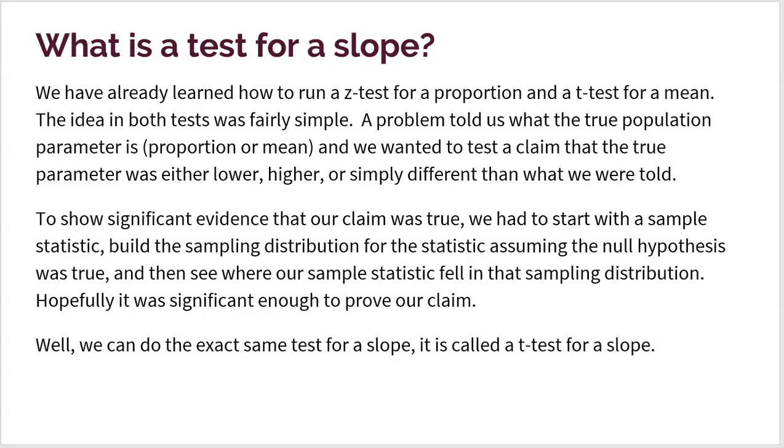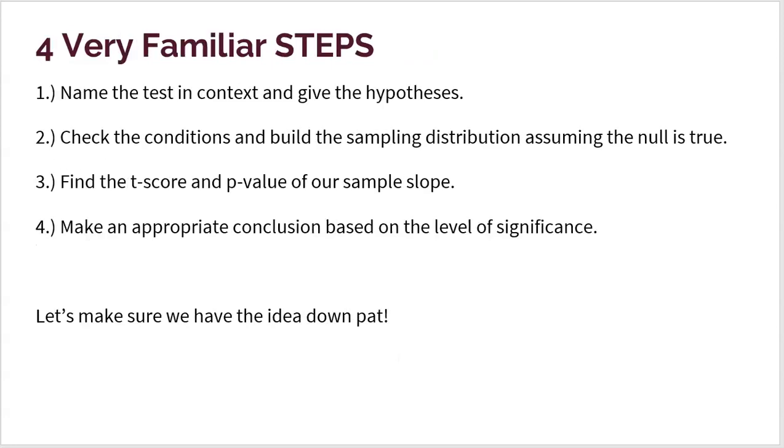Well, we can do the exact same test for a slope. It's simply called a t-test for slope. So we're going to go through the exact same process. There's going to be a hypothesis, a null, an alternative. We're going to have to get a p-value. We're going to have to get a t-score. We're going to have to use tcdf on our calculator. We're going to have to make a conclusion, reject the null or fail to reject the null, all that stuff that we've already seen before. In fact, all 4 steps are very, very familiar.